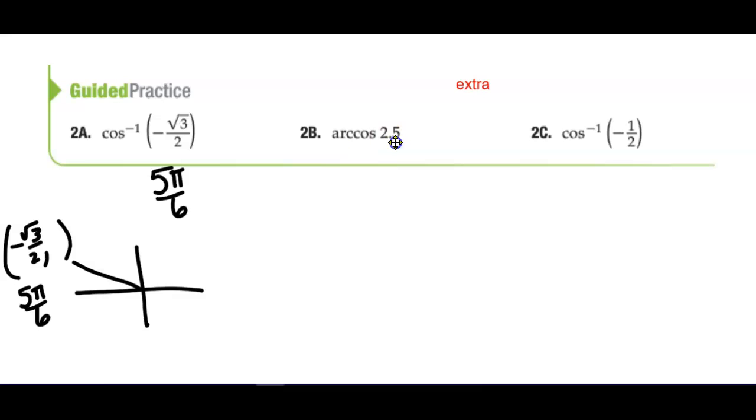This is, where is the cosine 2.5? Again, think about the cosine graph. The cosine graph, the regular cosine graph, never goes above 1 or below -1. So this is not possible.